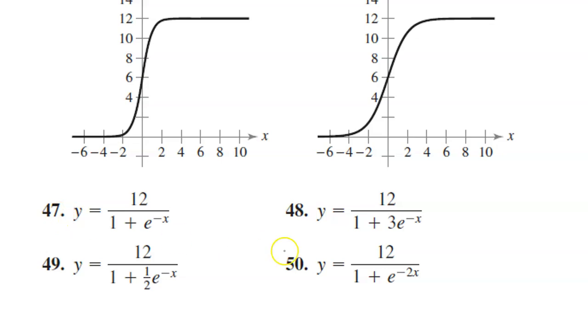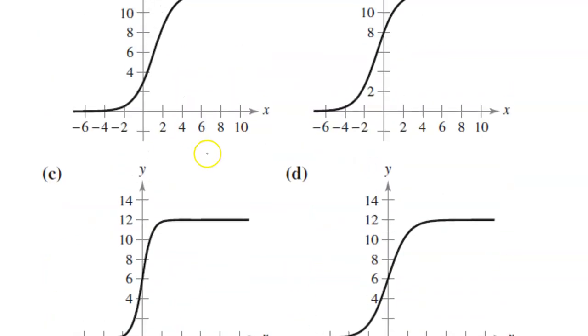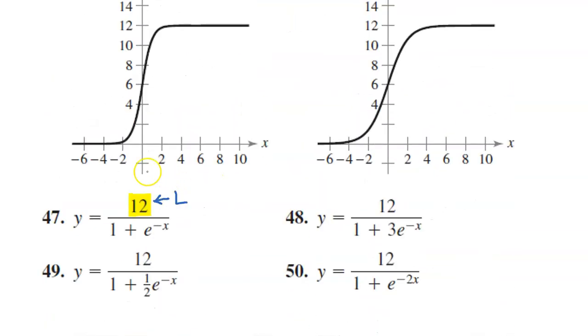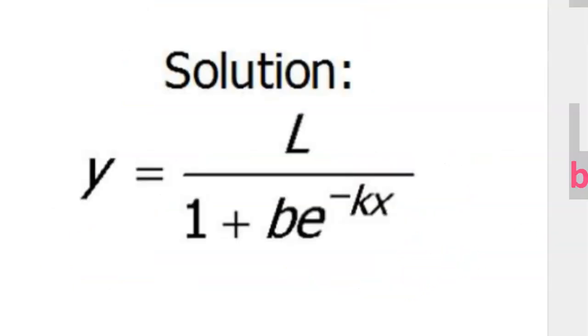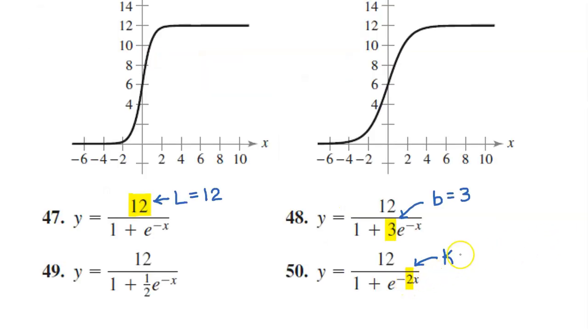For exercises 47 through 50, we need to match these four logistic equations to each of the four graphs above. Just to review, the number in the numerator is the L value, the carrying capacity. The number in front of e is the b value. And the number in front of the x is the k value. Remember that in the model, there's a negative sign in front of the k. So in this case, k is just 2, not negative 2. You can basically think of it as the opposite of what you see here. So if this was a positive 2, then k would be negative 2.